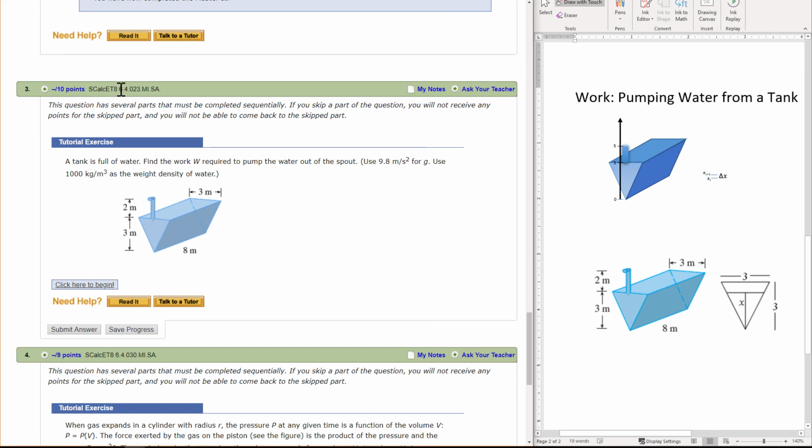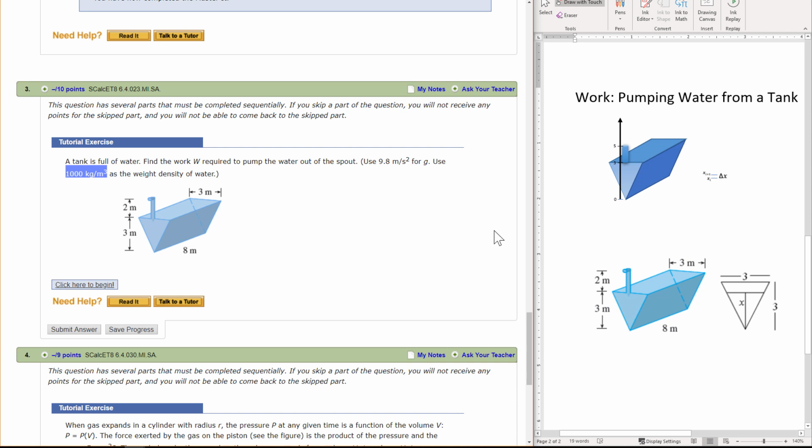Hello, let's do a problem from your lab assignment, section 6.4. This is problem number 3. A tank is full of water. Find the work W required to pump the water out of the spout. Use 9.8 meters per second squared for g, the gravitational acceleration. Use 1,000 kilograms per cubic meter as the weight density of water.